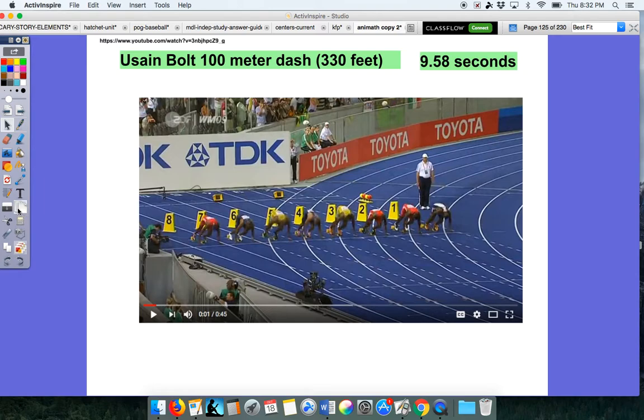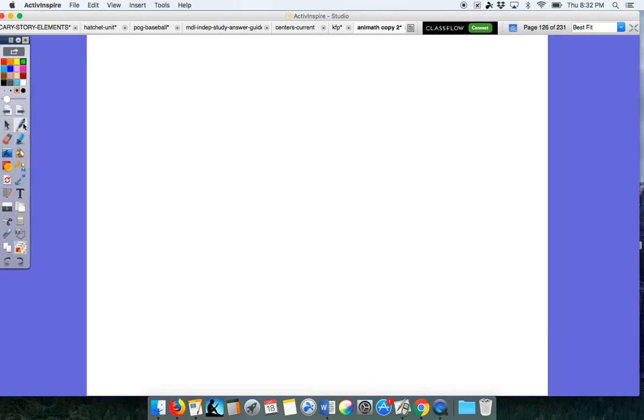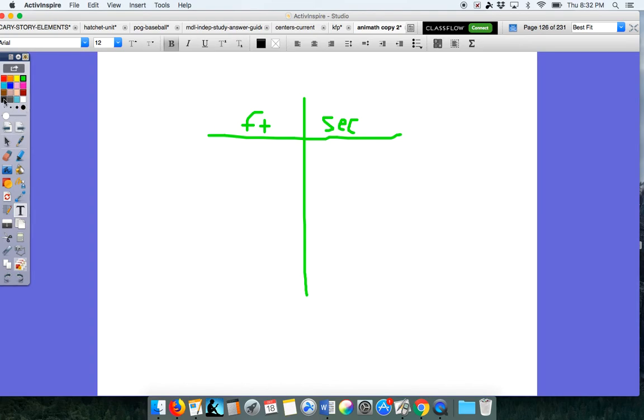Now for the answer. On the T-chart, we should set up on one side, feet, on the other side, seconds. We are given the following information. He runs, let me make the font a little bit bigger, 330 feet, 9.58 seconds. My first step is to find out how many feet he's running in 1 hour.